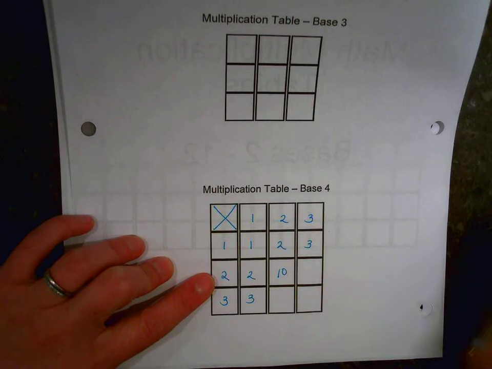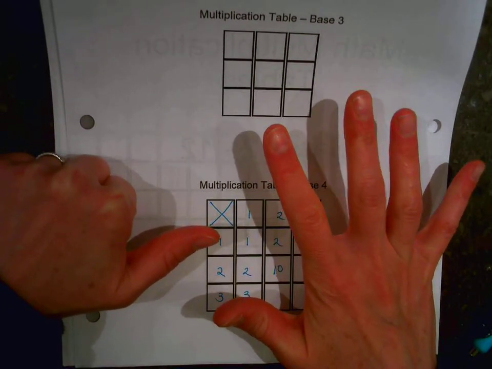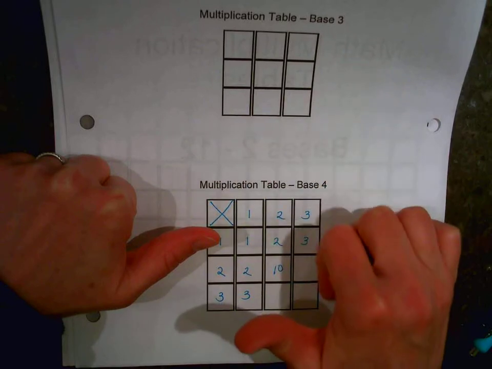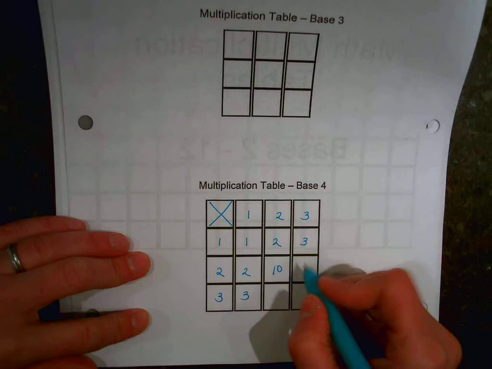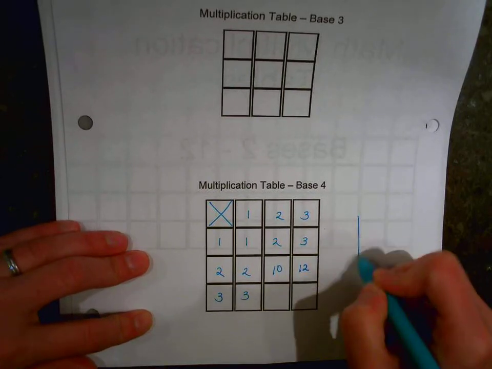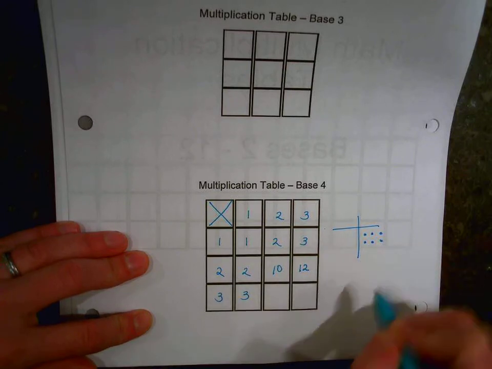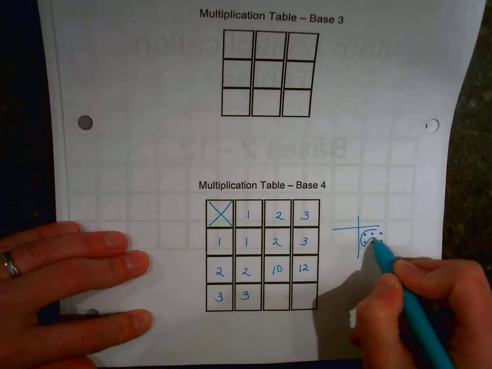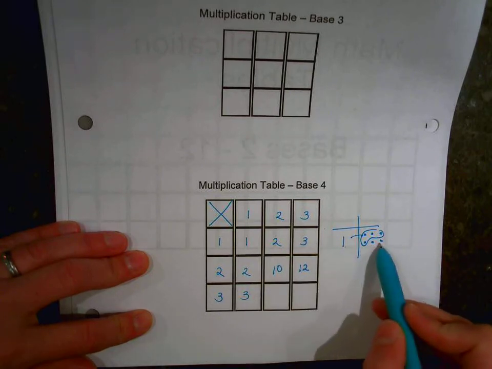So 2 times 3 is 6. It's this many. So how many 4s can you get out? You can get 1 four out. Do you see there's your 4, there's your 1, and then you've got 2 singles left over. So 2 times 3 is 12. If you want, you can go like this and go, okay, I've got 2 sets of 3. I'm in base 4, so there's 1 four, and I can't group another one, so 1 long, 2 singles.